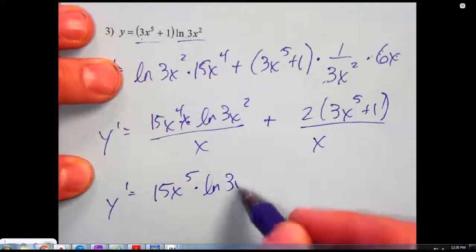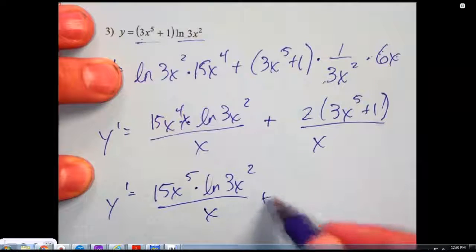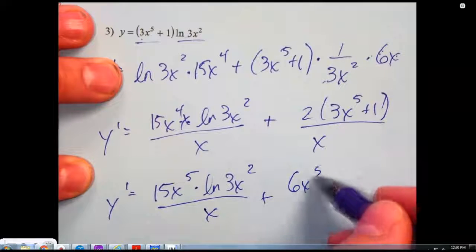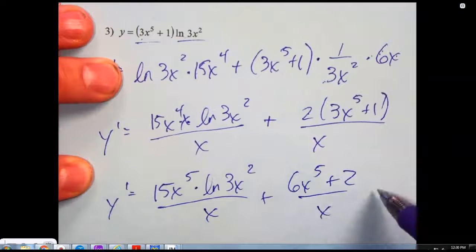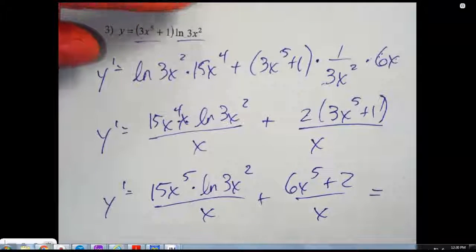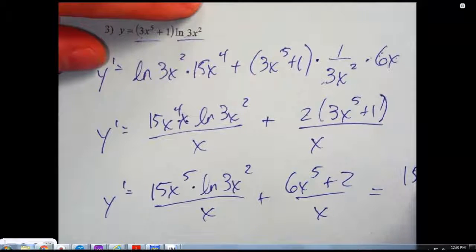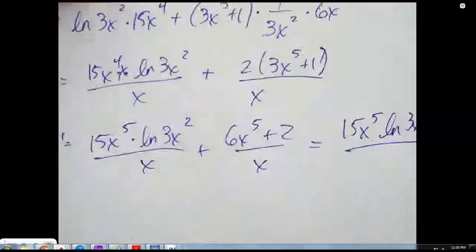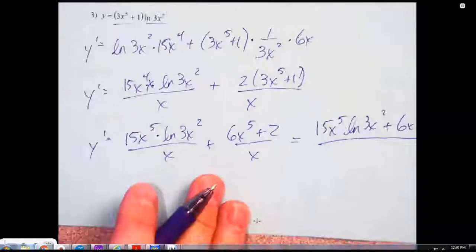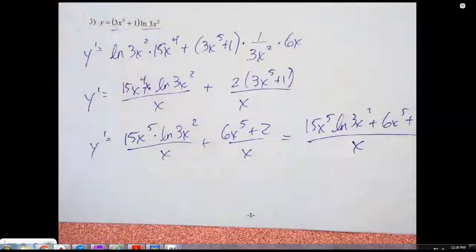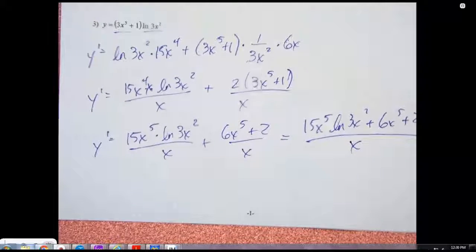times ln of 3x squared over the x. And if I distribute here, 6x to the 5th plus 2 over the x. And then you can just add those straight across. So 15x to the 5th ln 3x squared plus 6x to the 5th plus 2 all over x. Sorry about my zooming there.